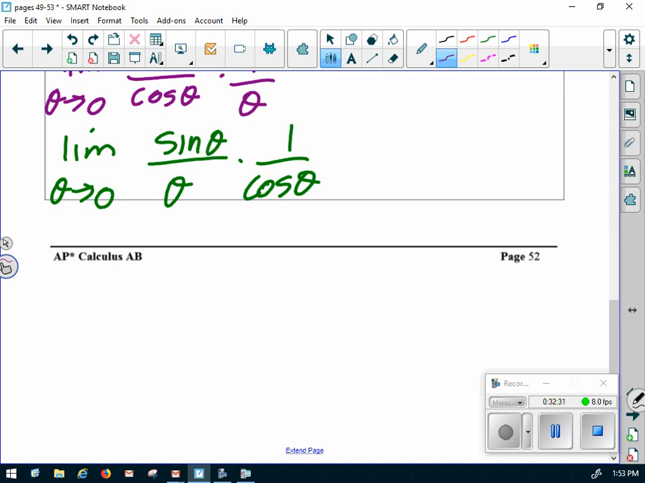Notice that I'm taking the limit of a product. One of your properties said that if you take the limit of a product, you take the limit of each one separately and then multiply them back together. What is the limit as theta approaches 0 of sine theta over theta? 1, times. What is the limit as theta approaches 0 of 1 over cosine theta? Because the cosine of 0 is 1.